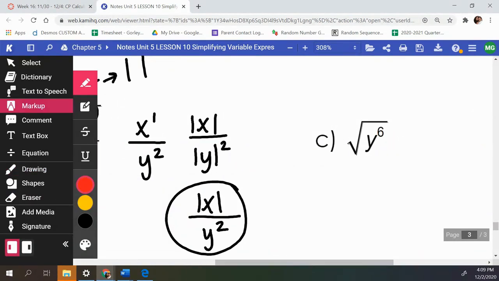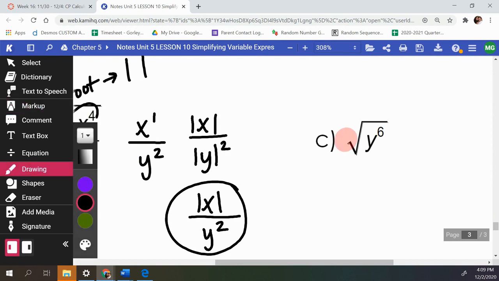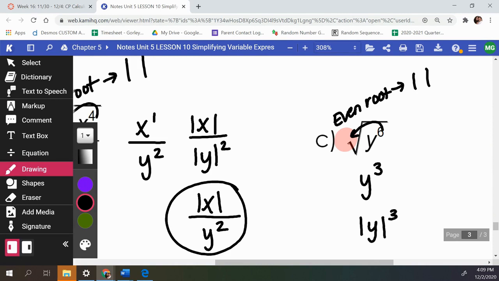And the next one, do I have to worry? Yes, it's a square root. It's an even root, so you might need absolute value bars. 6 divided by 2 is going to give me y cubed. Again, I need to make sure that whatever y is represents a positive number. So we need absolute value bars there.